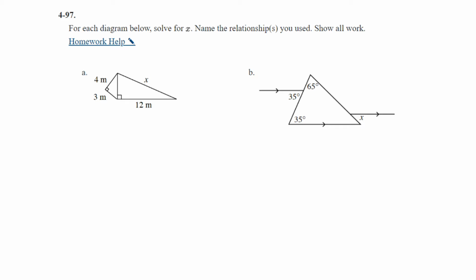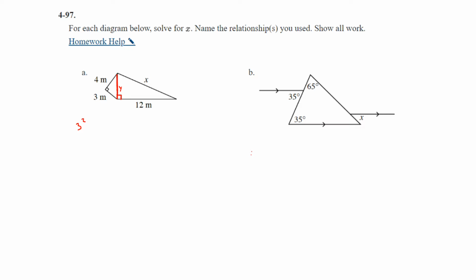Question 97, for each diagram below, solve for x. Name the relationship you used. Make sure you show your work, of course. So we have 2 right triangles on part A. We could use the Pythagorean theorem to find the hypotenuse of this smaller triangle. Once we find the hypotenuse, that's the leg of this triangle, which then we could use the Pythagorean theorem to find that as well. So if we start with, we'll just call this y.